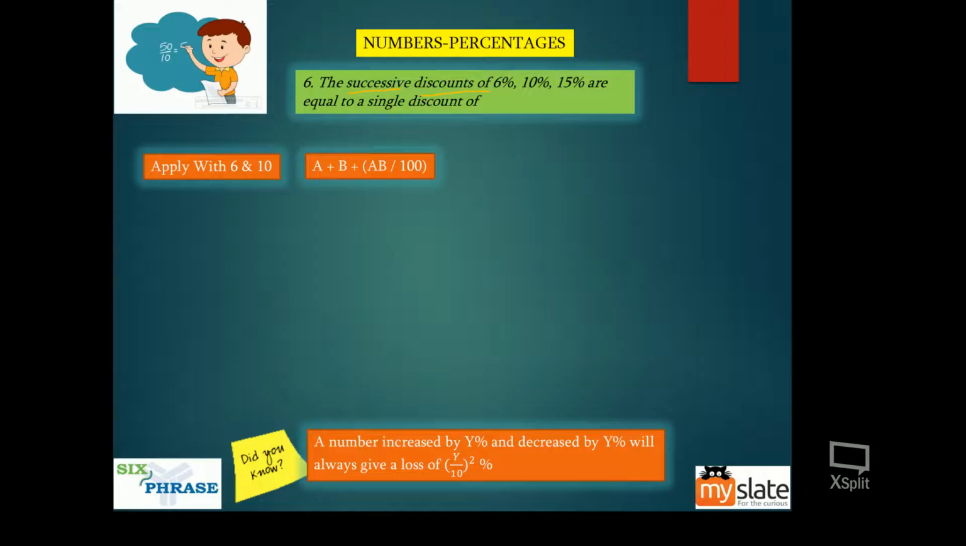See, usually during successive discounts, we have only two values, right? Here, there is a decrease of how many values? Three values. So, you take a price, or an amount, decrease it by 6 percent, again decrease it by 10 percent, and again decrease it by 15 percent. You cannot say the answer is 6 plus 10 plus 15, 25, 31. The answer is 31 percent.